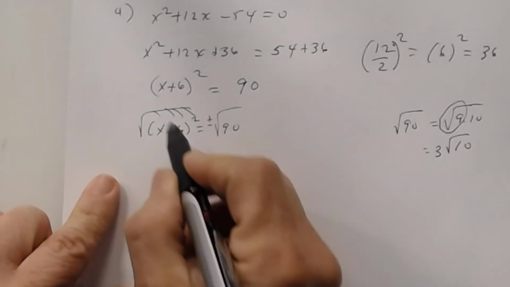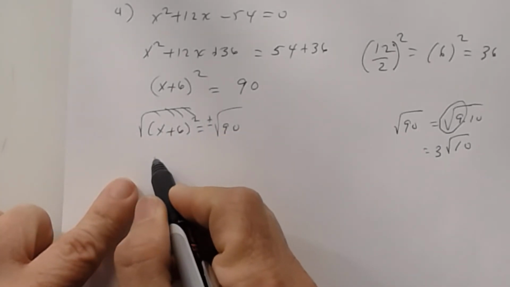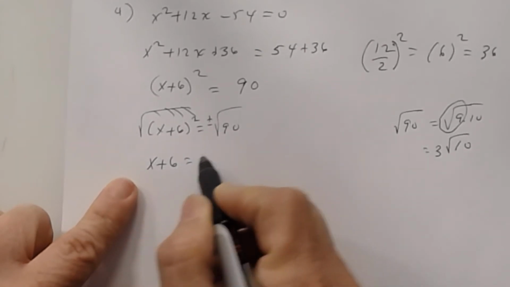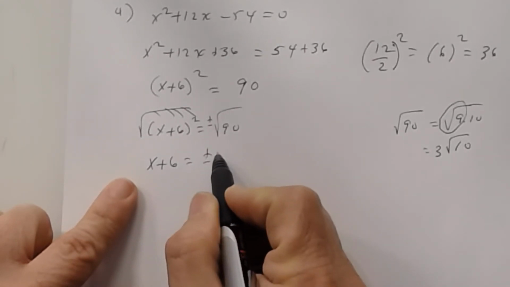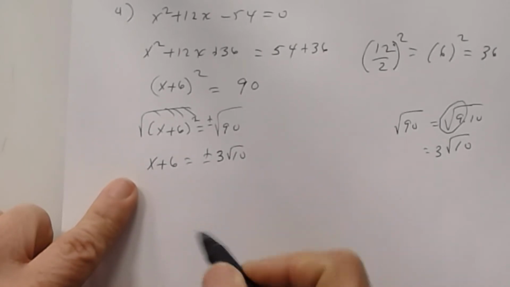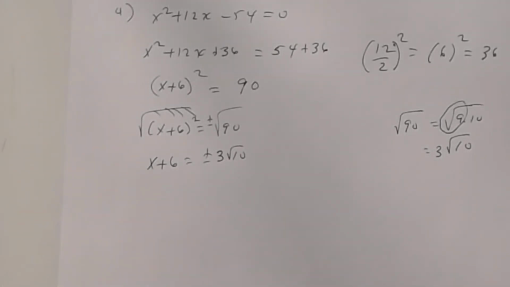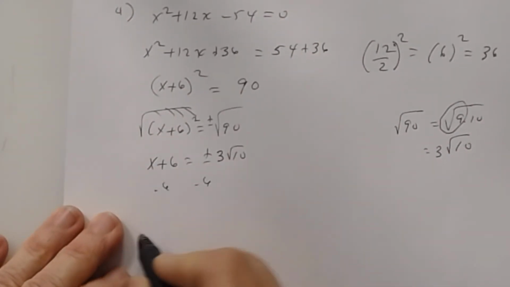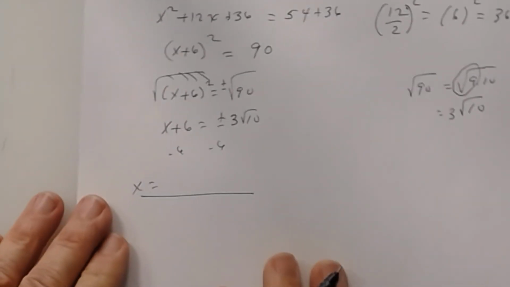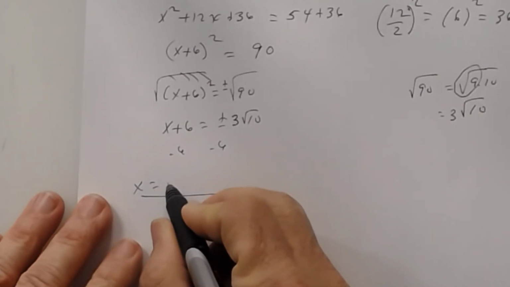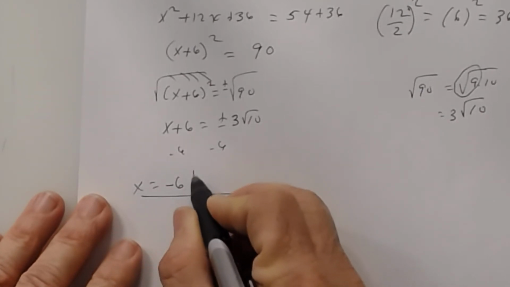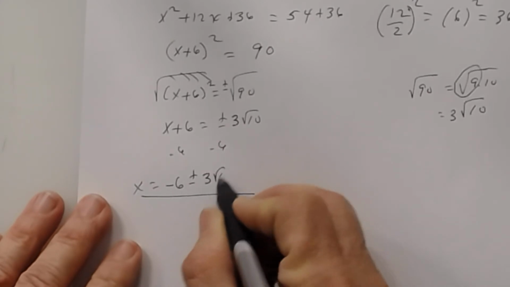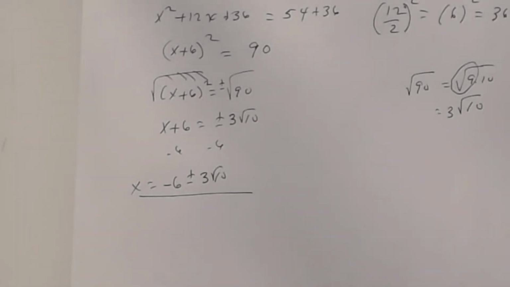So when I take the square root of both sides, the expression on the left is what? X plus 6. The expression on the right is going to be plus or minus 3 square root of 10. Now, are my solutions going to be rational or irrational? Irrational. So all you do is bring this 6 over, you're done. So what does x equal? Negative 6 plus or minus 3 square root of 10. You mess that up, you can be very upset with yourself.